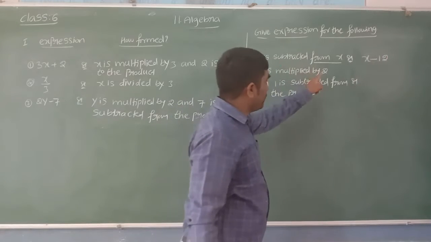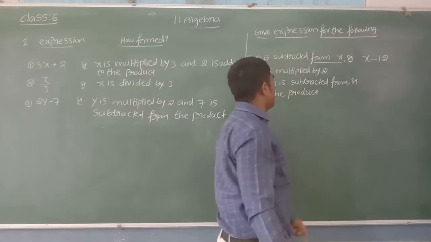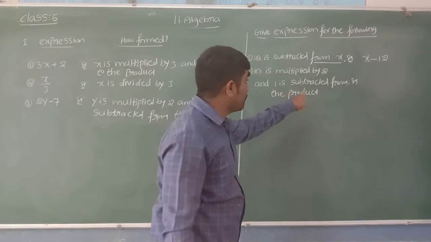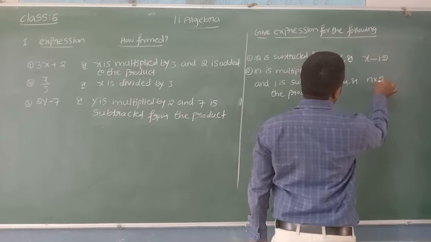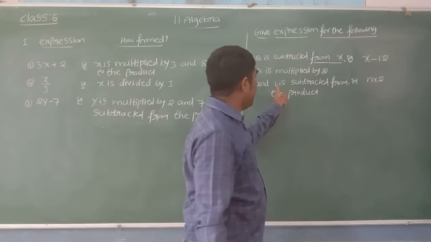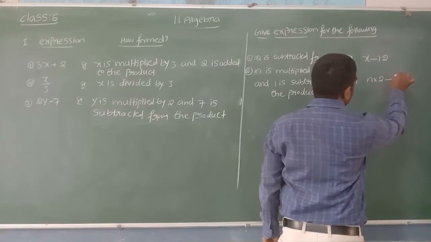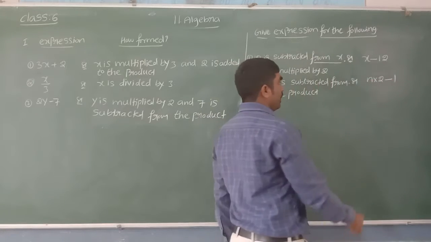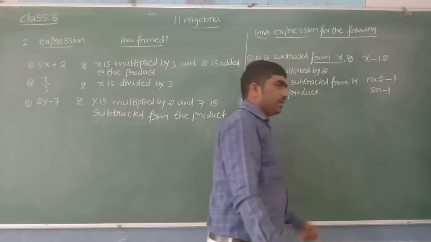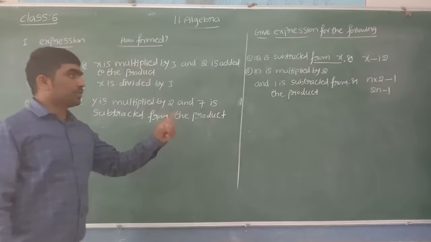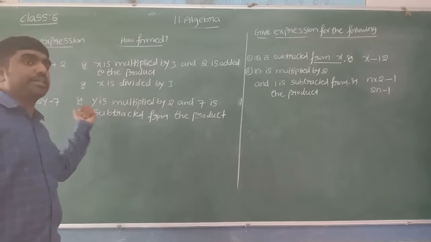Next we can go for one more. N is multiplied by 2 and 1 is subtracted from the product. They said n is multiplied by 2 and 1 is subtracted from the product. From this product we need to subtract 1. And n into 2 we can write 2n minus 1. Like this you can write the suitable expression to the given statement and suitable statement to the given expression.